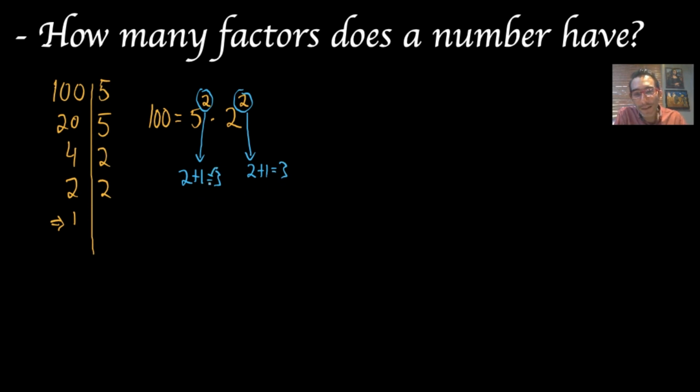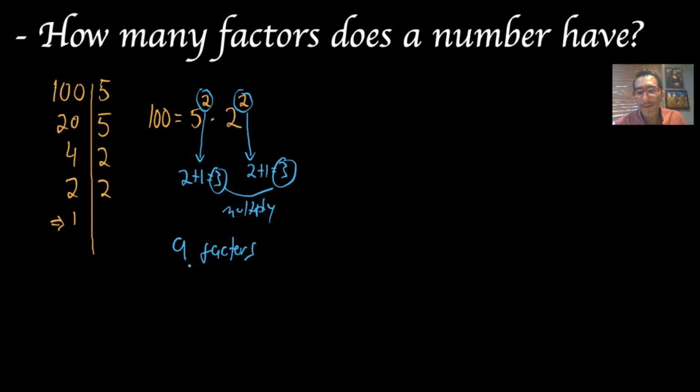And the result of that, this 3 and this 3, what we have to do is multiply. And 3 times 3 is 9. That means that 100 has a total of 9 factors, total, prime and not prime numbers, okay? If you want, you can check and list them. If I know that 100 has 9 factors, let's try to find them.